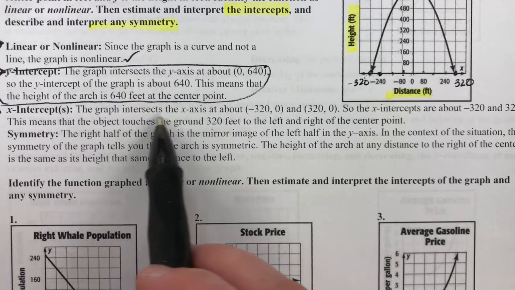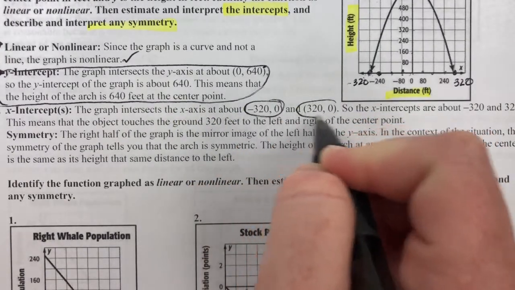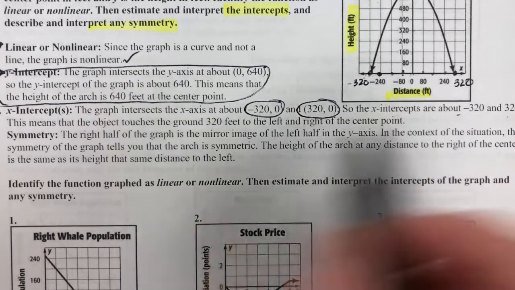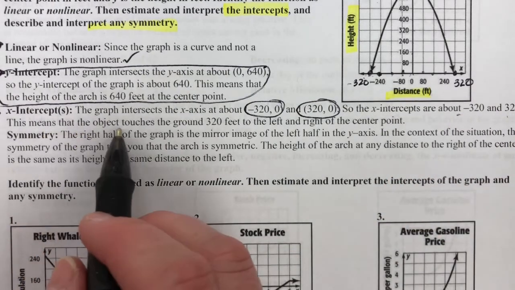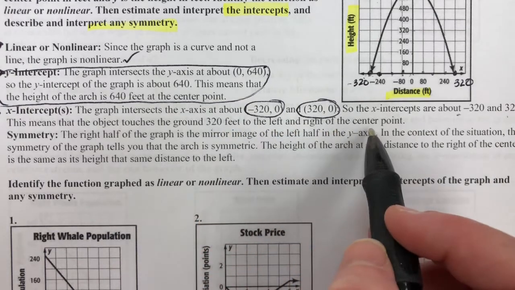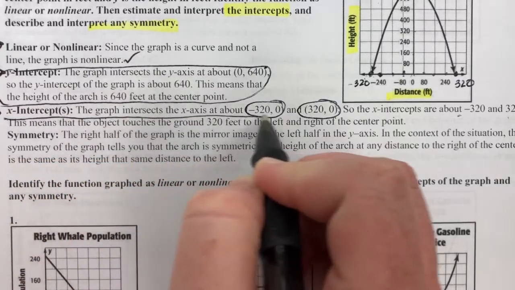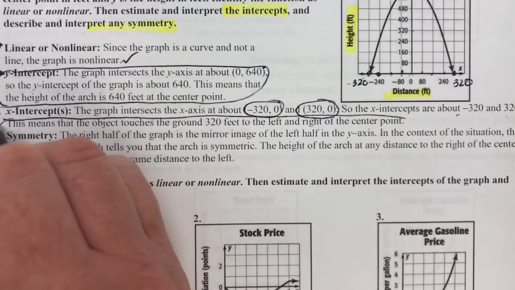So the graph intersects the x-axis here and here. That's what we just showed. So the x-intercepts are here and here. This means that the object touches the ground 320 feet to the left and right of the center. That's what we're looking for. This means, what does it mean?